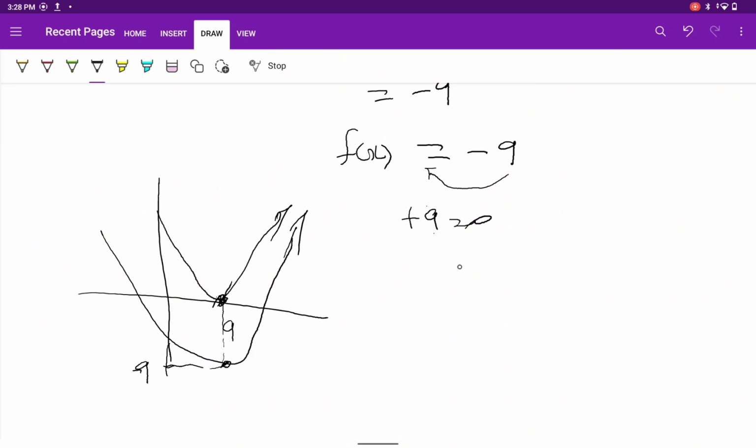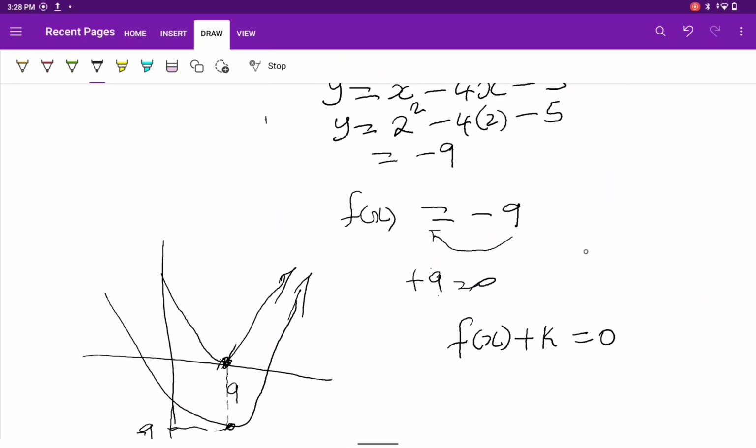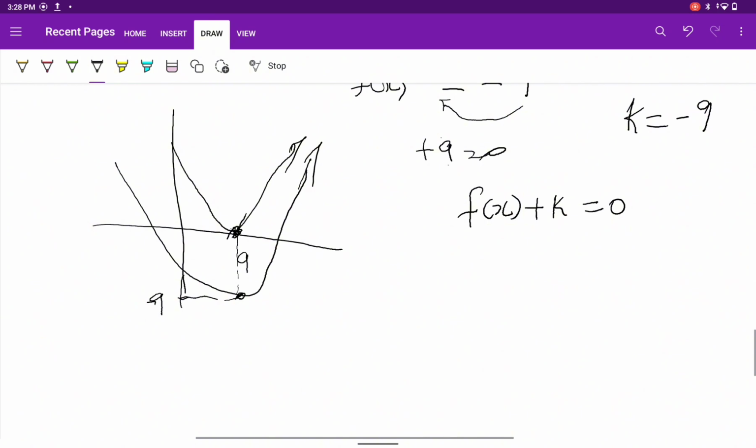But sometimes they can write this as f at x plus k equals 0, and they want the value of k. If it was like this, we wouldn't say k is 9, because the answer is k equals negative 9. But if the equation was written like this, we would say k is 9, because it's already plus. We still want one root, so k would be 9 now.